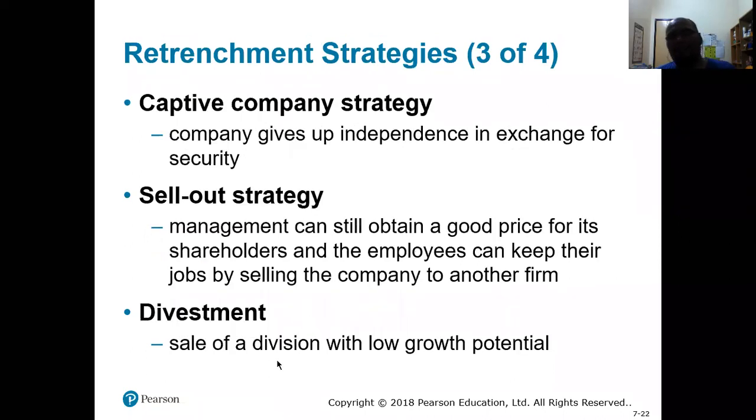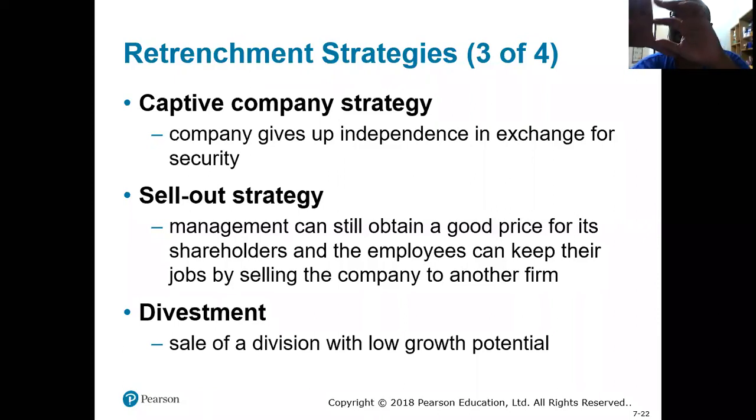All right, and then we have the captive company strategy. What is a captive company strategy? Captive company strategy is when a company gives up independence in exchange for security. What does it mean? It is when a firm sells its shares to another party. It means they are offering ownership of their firm to a third party, so the third party can buy their shares and now own part of the company.